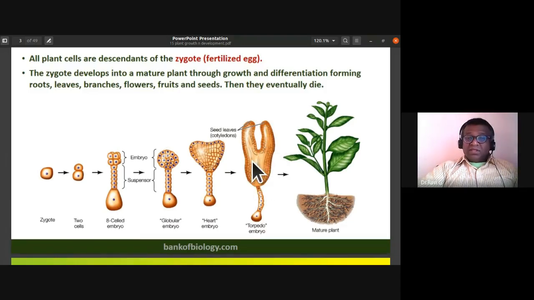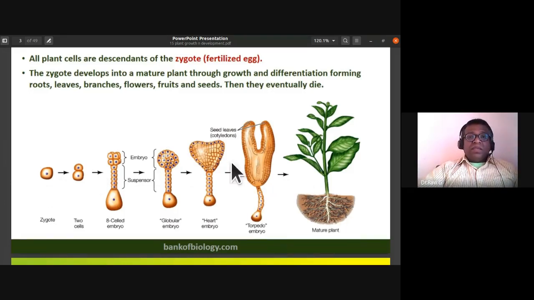Cotyledons are also called seed leaves, leaves of the seed. That is a very good name for cotyledons. Seed leaves, torpedo embryo. You can notice the cotyledons, which we also call seed leaves. Then they develop into the mature plant.